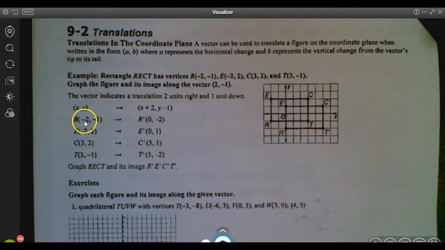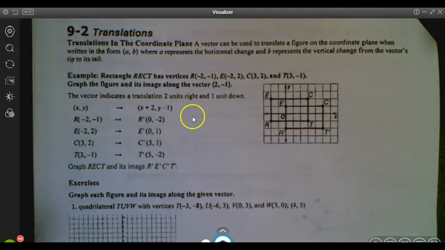So notice they added 2 to all of these x's in order to get the new x's. They subtracted 1 from all of these y values in order to get the new y values. And if you look at the points that got plotted over here, again, here is RECT, the original. That's the pre-image, short for rectangle, very clever of them. But that would be the pre-image. And then you see R prime, E prime, C prime, T prime as the image, right? So here's the image points that we see right here. Those are my image points.